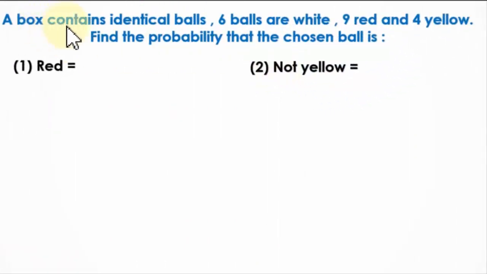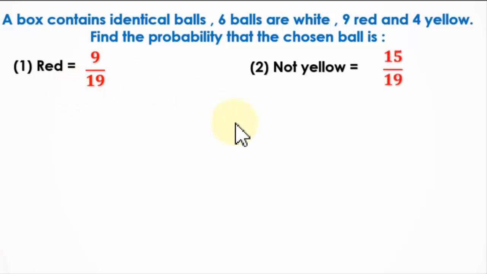A box contains identical poles. 6 poles are white, 9 red, and 4 yellow. Find the probability that the chosen pole is red. How many red poles? 9 red poles. What is the number of all poles? 6 plus 9, 15 plus 4 equals 19. So the probability of choosing a red pole is 9 over 19 because we have 9 red poles and the number of all poles is 19.